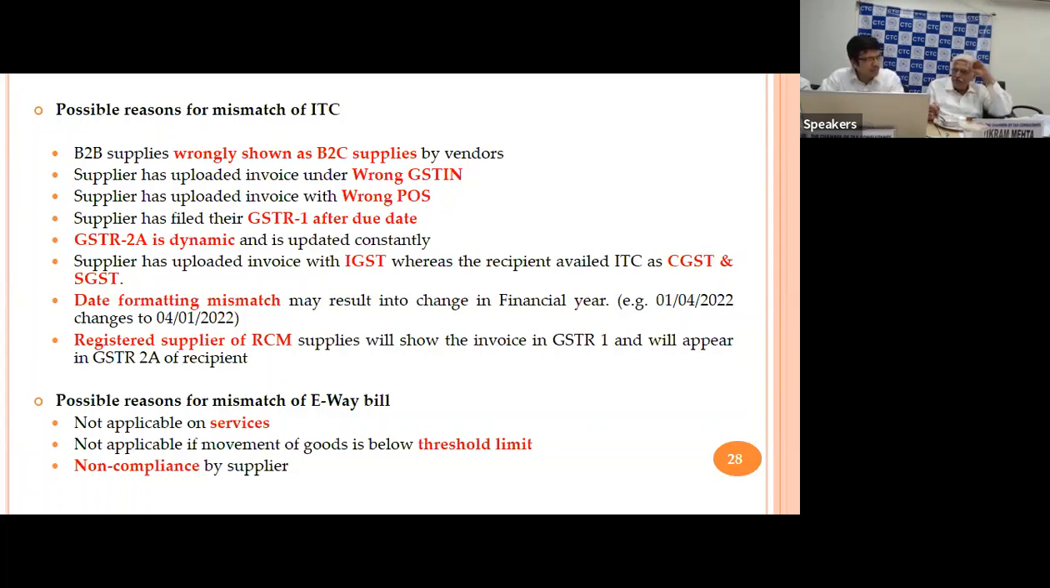But on this one point, Rule 138 says the person who is causing movement of goods shall be responsible to generate it. But they are saying either the supplier or the recipient can also make it. So you are saying that your claim will not be denied. Right, sir. It is not a condition as per Section 16, so they cannot deny your claim.